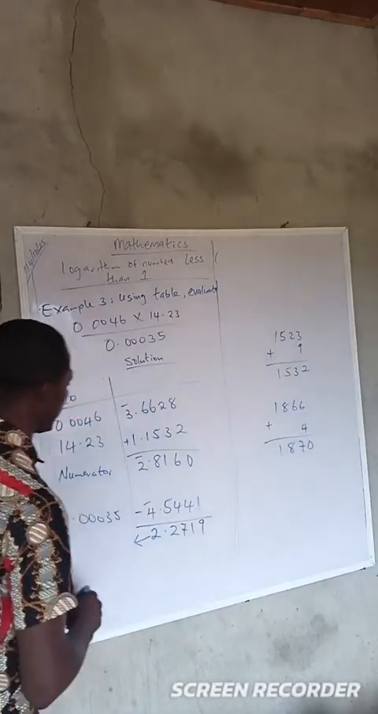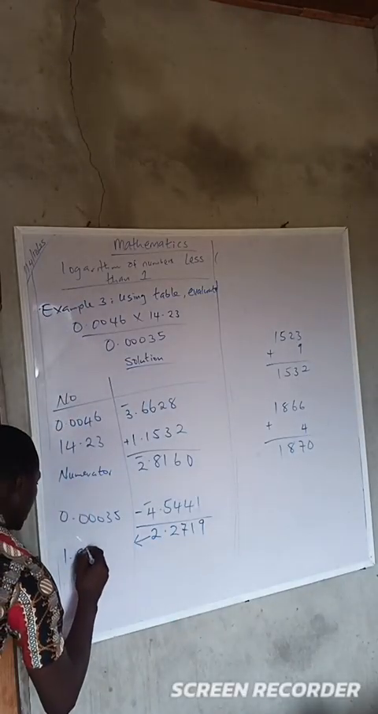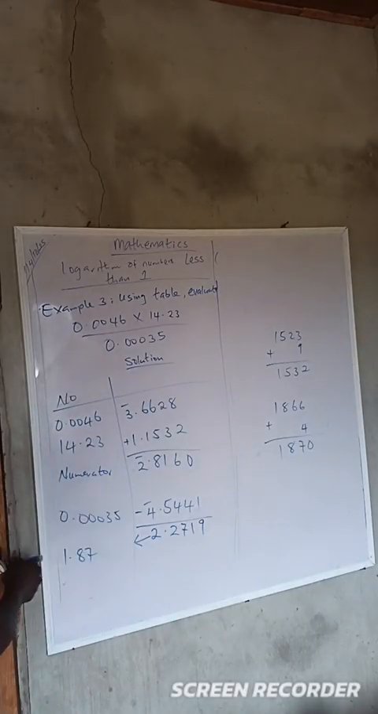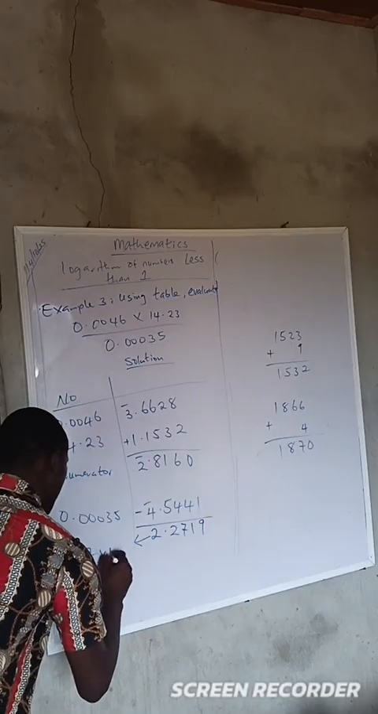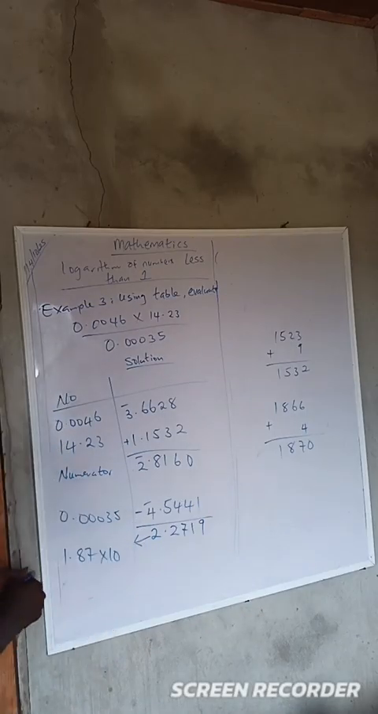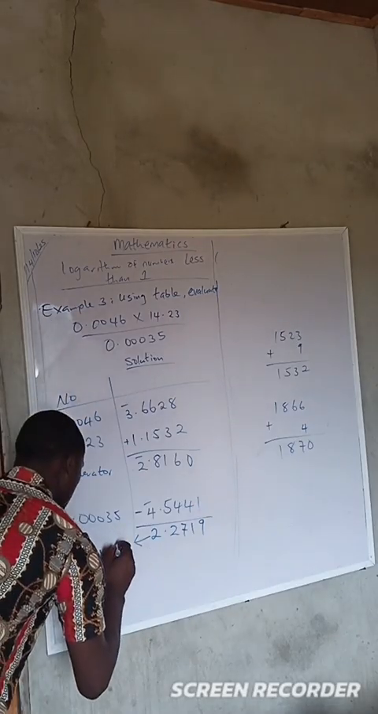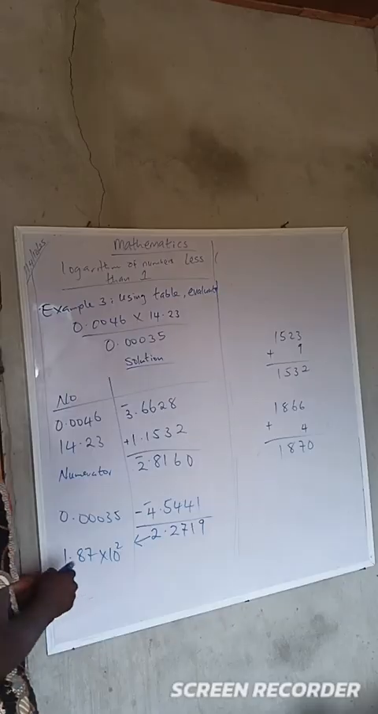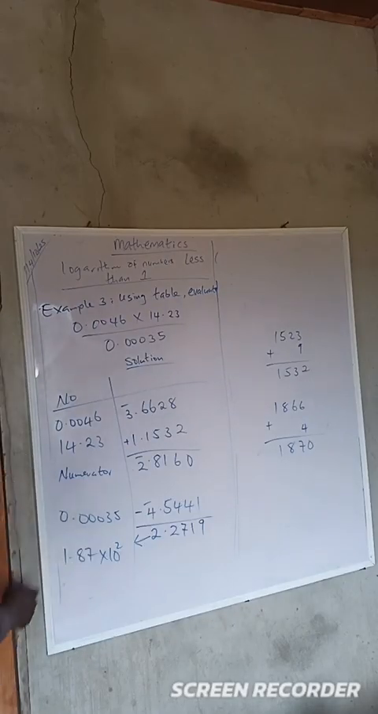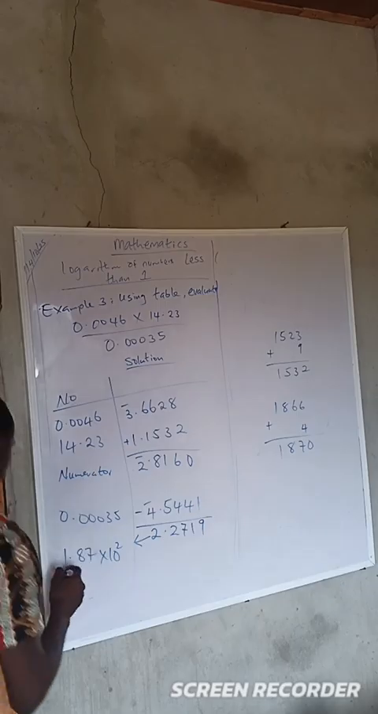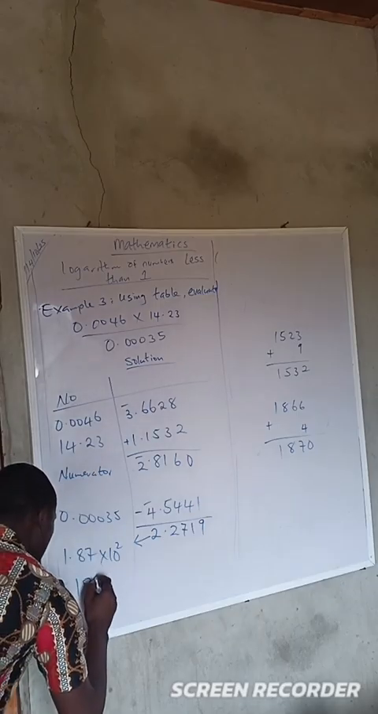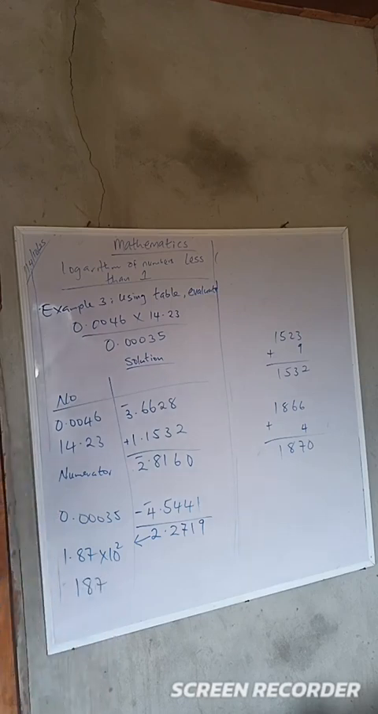in standard form already. So you have 1.870, which is still the same thing as 1.87 times 10 raised to power. What is our characteristic here? Our characteristic is 2. So raised to the power of 2. And then if you check this, it means you are shifting this point to the right hand side twice. And our final answer will be approximately 187 to 3 significant figures. You can check that on your own.